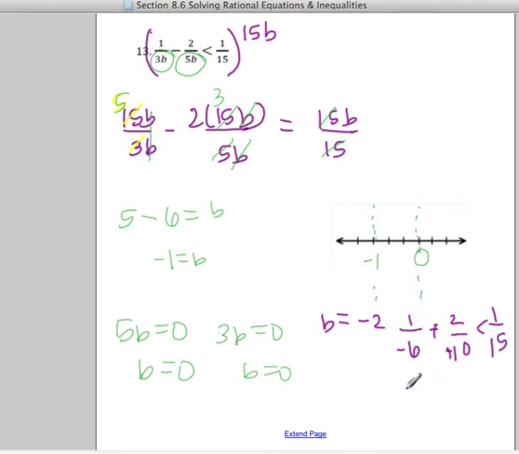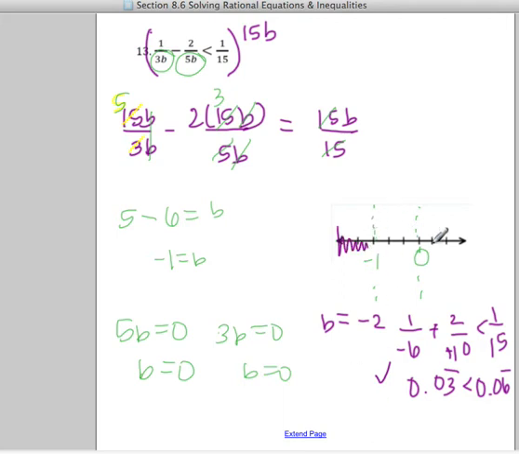If you type that in your calculator, you're going to get 0.03 repeating. Then maybe you'd want to know what 1/15 is. If you type that into your calculator, it's 0.06 repeating. So is 0.03 less than 0.06? Yes. So I would shade less than.